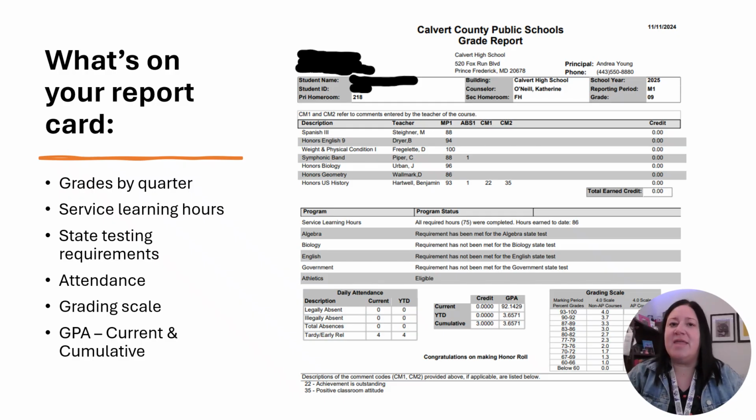But if you've already taken those classes and it says you haven't met your requirement, you may want to touch base with your teacher in that subject to figure out what you have to do to get caught back up when it comes to state testing.